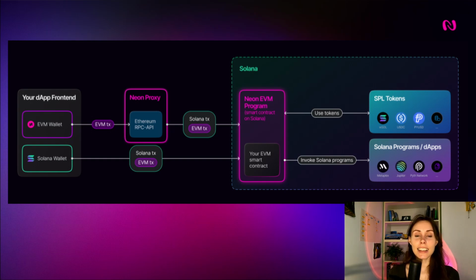So a Solana user signs a Solana native transaction using a wallet like Phantom. That transaction already includes the EVM execution data, so it bypasses the Neon proxy entirely. It goes straight to the Neon EVM program, where the EVM bytecode is executed just like before. So the user flow for this is very simple, and Neon is completely abstracted away from the user.